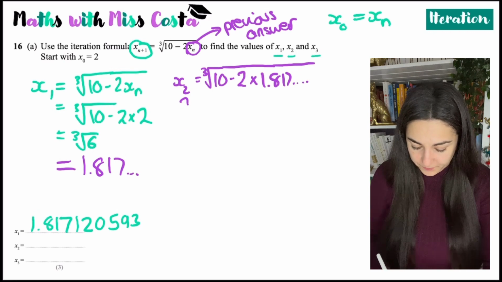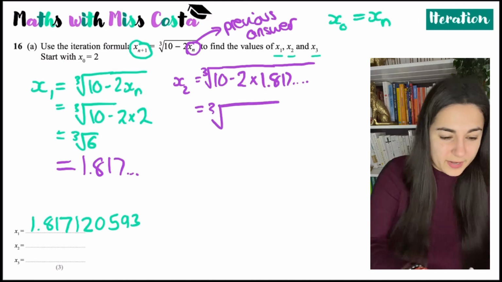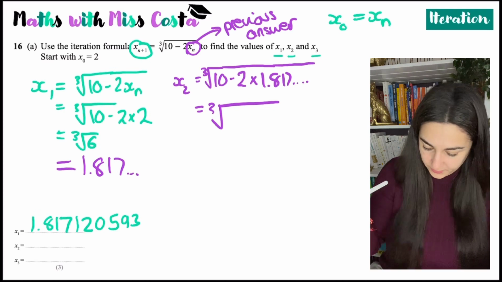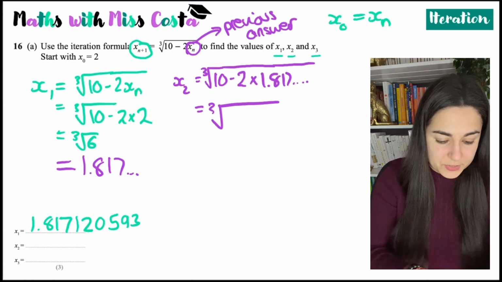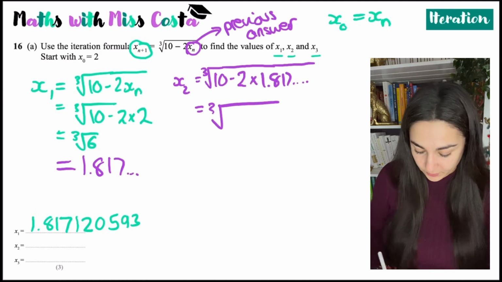So I've got the cubed root of, and what I can do here is just type in the cubed root of 10, take away, and then put in brackets 2 times answer. So then you don't need to go through writing it all again.